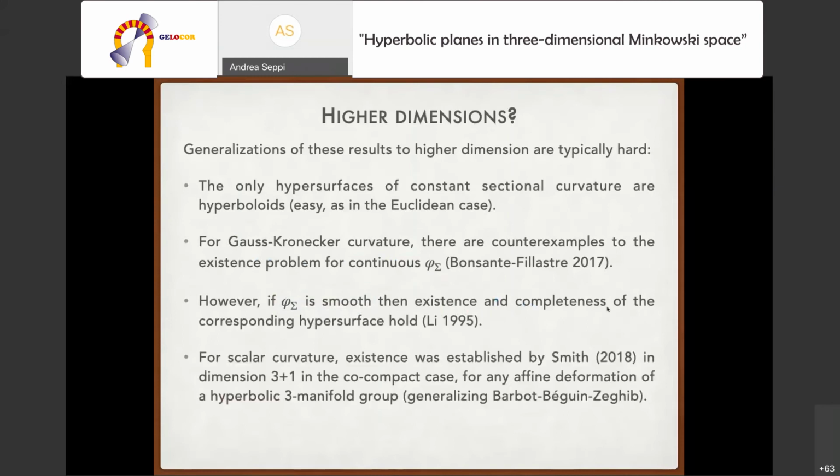There is also a very nice result by Graham-Schmidt in dimension 3+1, which is the analogue of the Barbot-Béguin result for constant scalar curvature. Basically, he finds space-like surfaces which are invariant by any affine deformation of a hyperbolic trimanifold group, which have constant scalar curvature. And let me just say that every statement on the induced metric is very hard to prove, in my opinion.